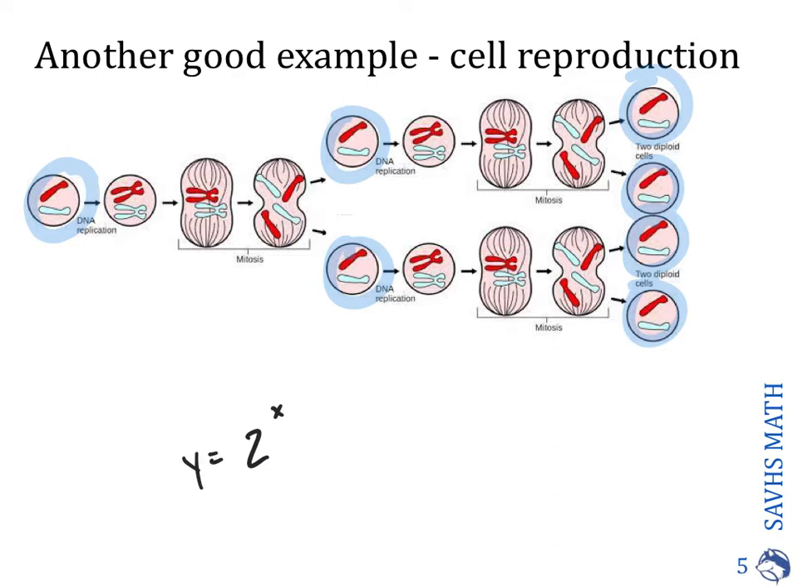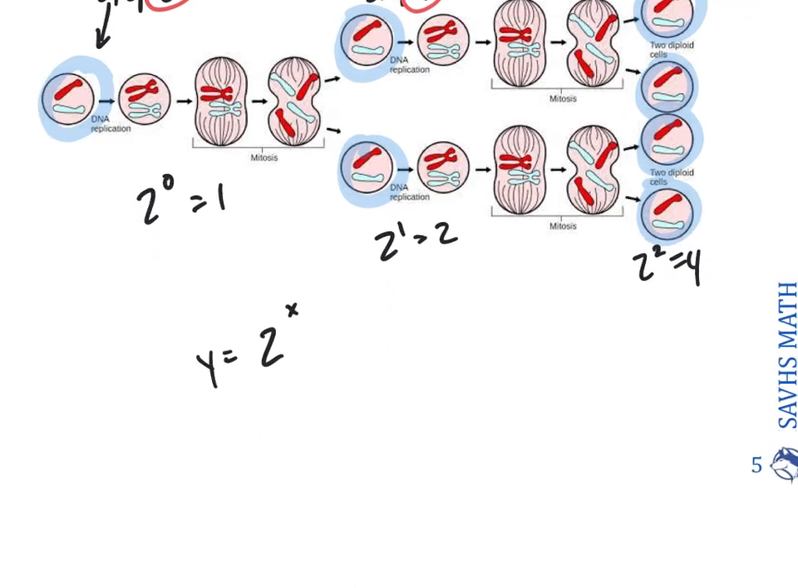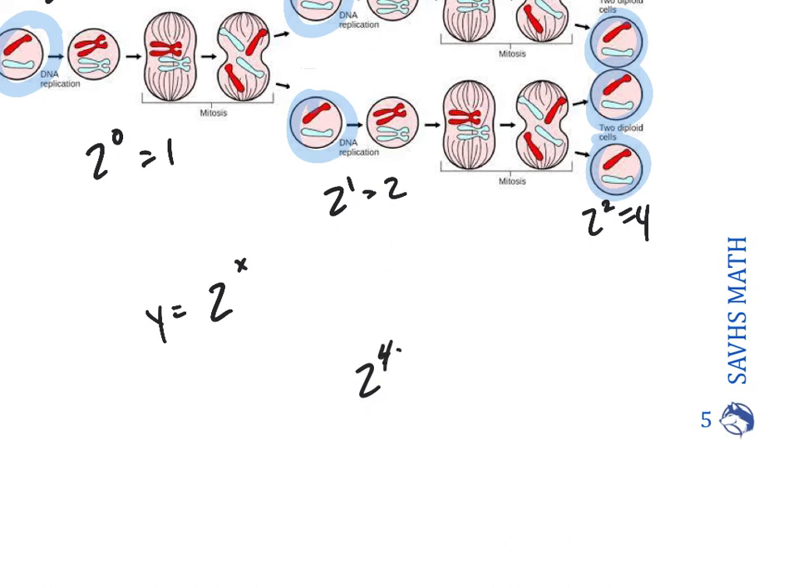And so, for example, this is step 0. This is step 1. This is step 2. If you put those step numbers in, this is almost like a geometric sequence. You can see we're going to have 2 to the 0, which is 1, 2 to the 1, which is 2, and then 2 to the 2, which is 4. And so now we could say, how many cells are there going to be in step 48? Then you do 2 to the 48.